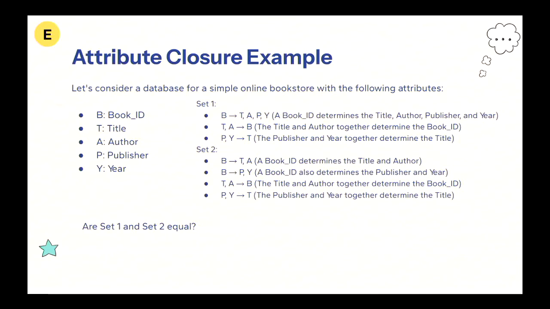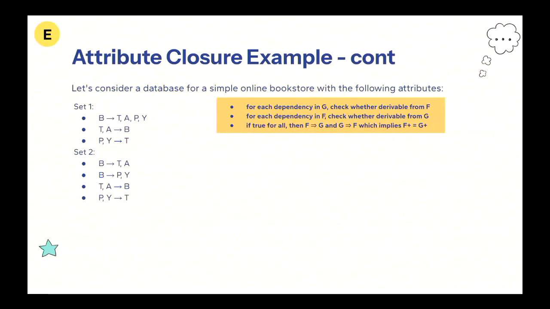So let's try to answer this question. Of course, this is kind of obvious, but let's try to solve it step by step with what we have learned just now. Remember, we have three steps. For the first step, we check for each dependency in one set of functional dependencies if it is derivable from the other set of attributes. And we do this twice for both of the functional dependencies and see if they are equal to each other or not, if it is true for all of the dependencies or not.